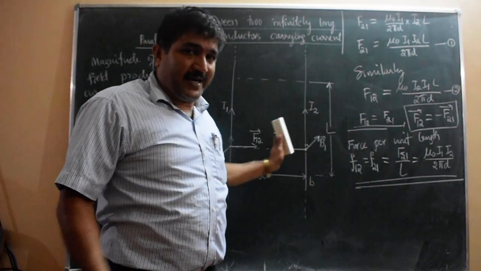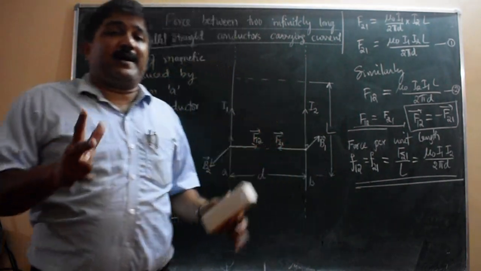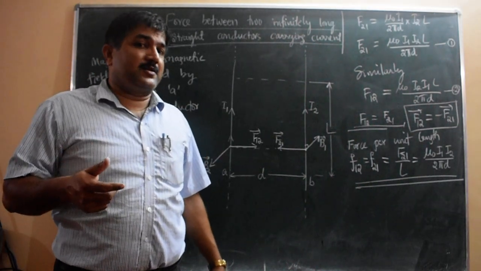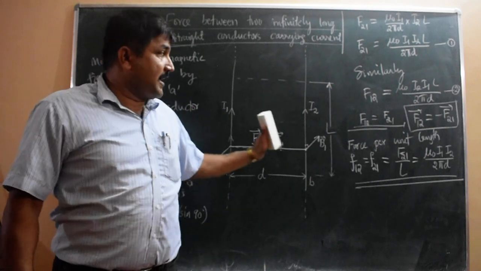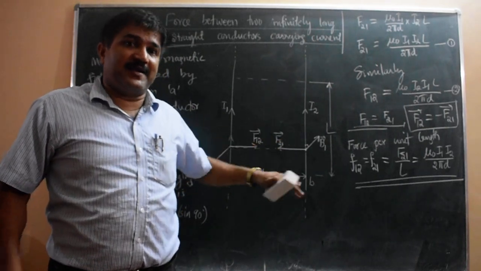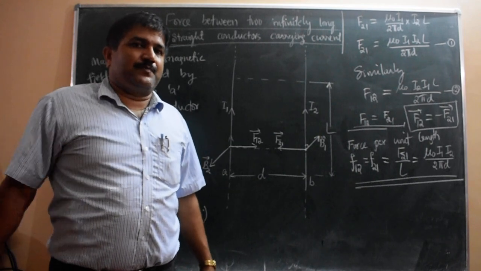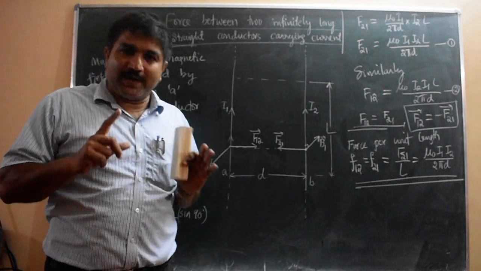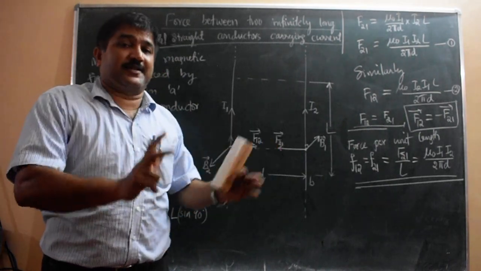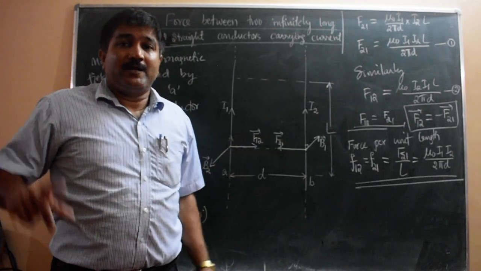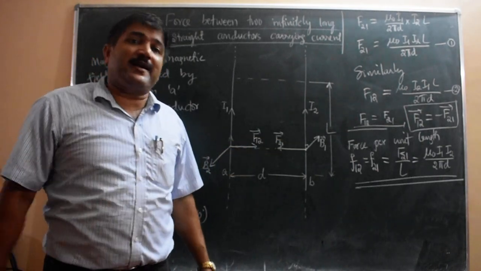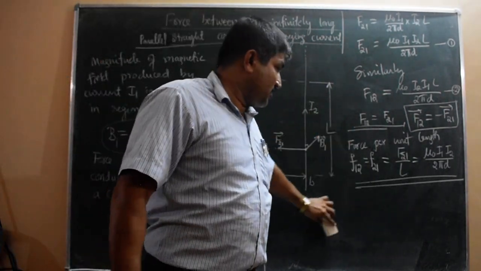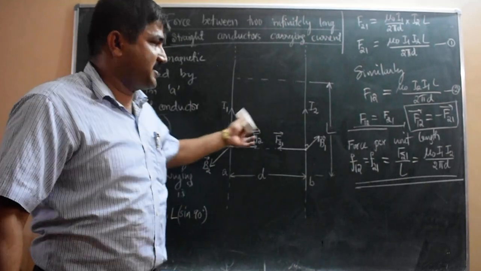This is quite opposite to the rule for magnets: unlike poles of magnets attract, whereas like poles repel. Here like currents attract, unlike currents repel. For charges, both positive or both negative, like charges repel. Here like currents attract, unlike currents repel, whereas unlike charges or unlike poles of a magnet attract. So this is the reverse rule. You cannot learn it by heart; you have to keep in mind that it is the reverse rule.